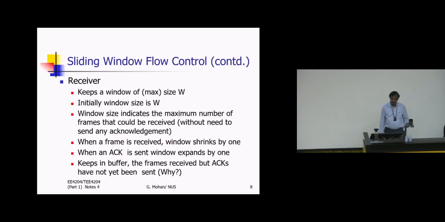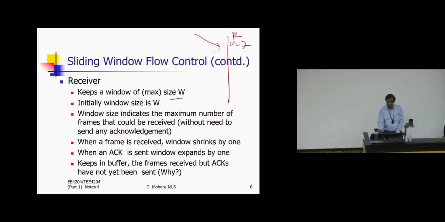On the receiver side, a similar thing is happening. It also keeps a window of size W. Again, it's also a simple variable W. That means the receiver, initially W equal to 7, can receive up to W frames and keep them in its buffer without sending an acknowledgement. That's what it means.